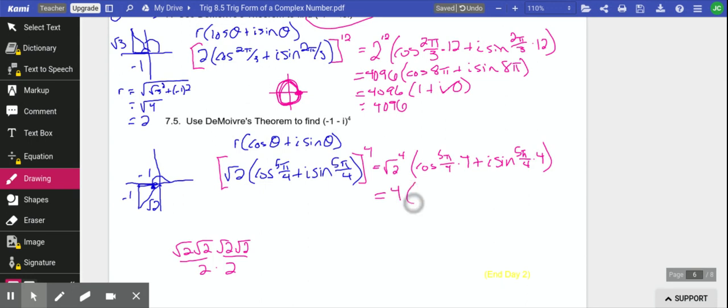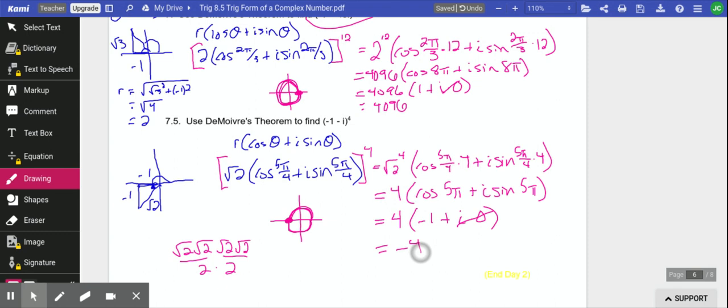All right, and then we have cosine of 5 pi plus i sine of 5 pi. We want to go ahead and evaluate this. So 5 pi, of course, here's 2 pi, here's 4 pi, here's 5 pi. It's going to be right here. So the cosine over there is going to be -1. Sine is going to be 0. And our final answer is -4. So now we know that -1 minus i raised to the fourth power is -4.